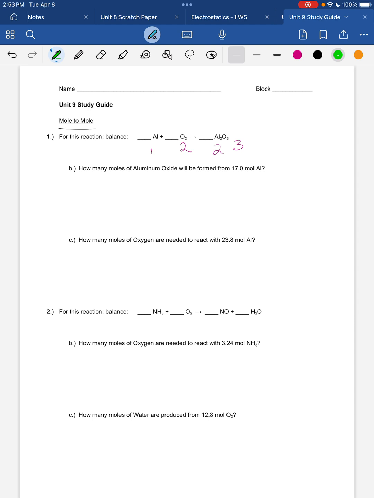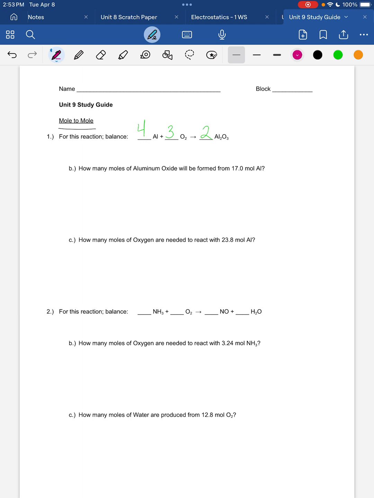So let's get our number of oxygens up to 6 total. I'm going to multiply the oxygen on the left by 3 and the oxygen on the right by 2. Okay. Now this is going to affect your aluminum. So now we have 2 times 2, which is a total of 4. So then I'm going to multiply the aluminum on the left-hand side by 4 as well. So now we should have a nice balanced chemical equation.